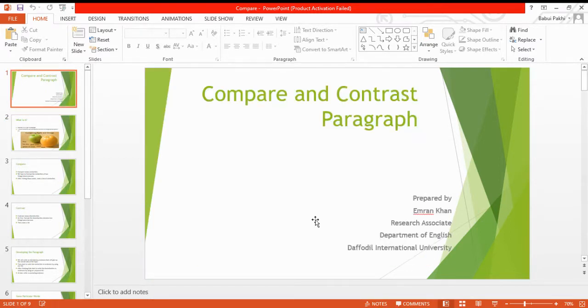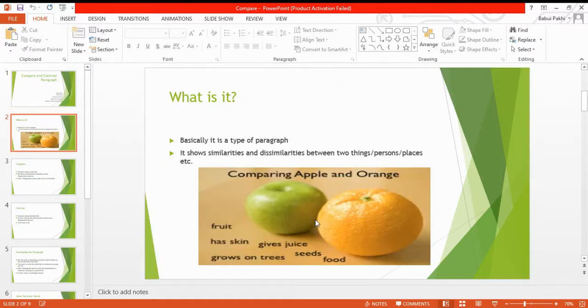Basically, we know there are many types of paragraph, and compare and contrast is one kind of paragraph. So what is it? It shows similarities and dissimilarities between two things, persons, places, etc.